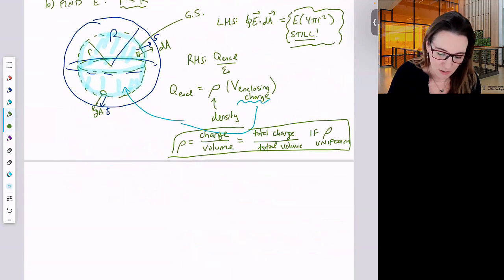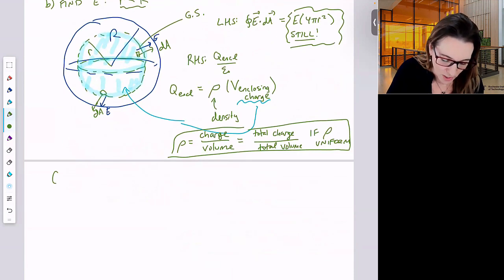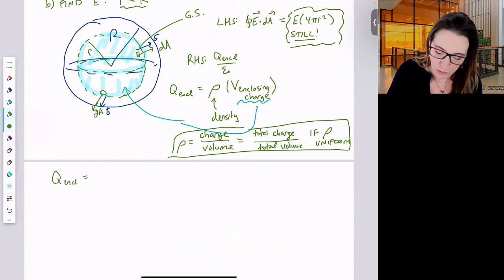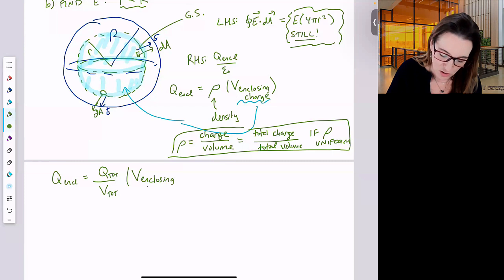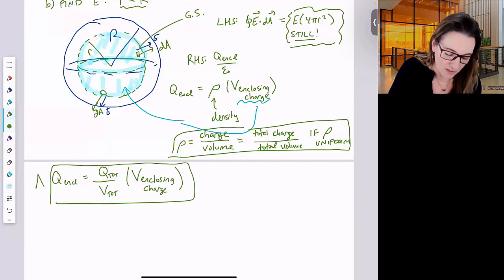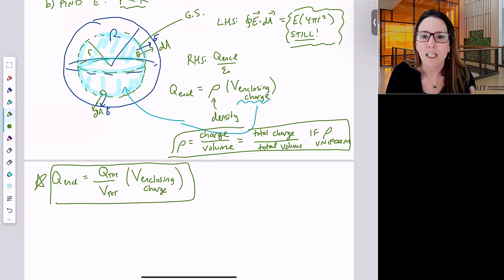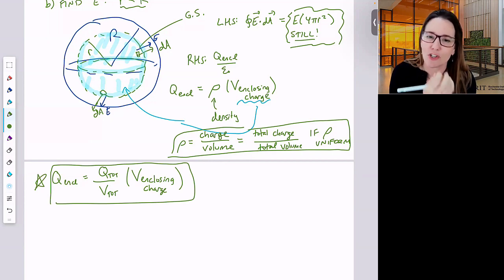So if we go ahead and see what this works out to, then Q enclosed is equal to rho, which is Q total over V total, times the volume enclosing charge. I'm going to write this equation here, because this is one that you'll want to keep and use. Hopefully the concept makes a lot of sense in terms of how we get how much charge is in this one part of this larger thing.